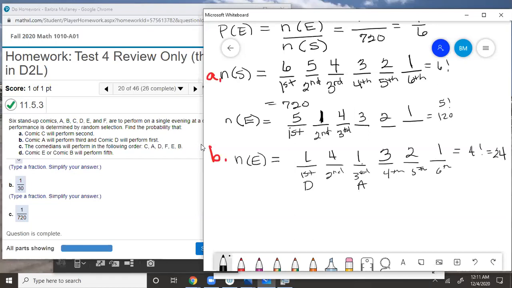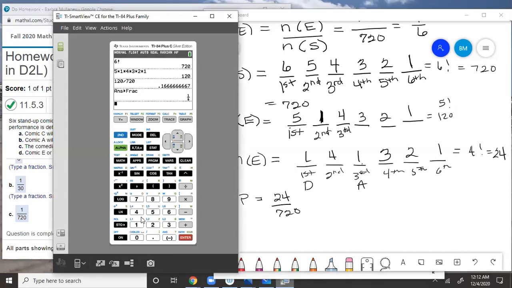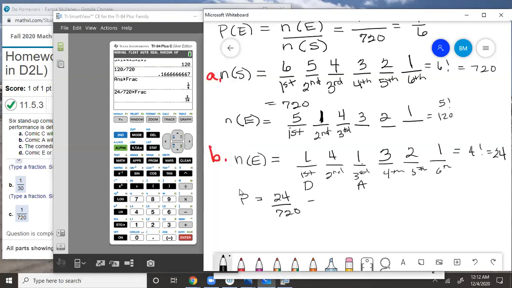And so the probability in part B is equal to 24 divided by the total, which we already did here, the 6 factorial, that's equal to 720. And then we just simplify that on our calculator. And so that simplifies to 1/30.